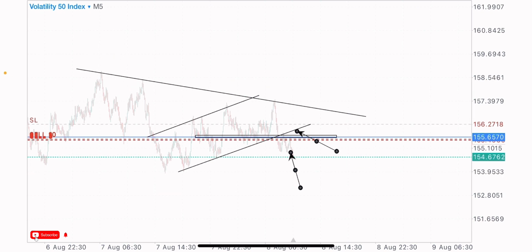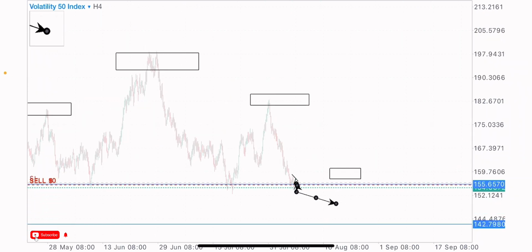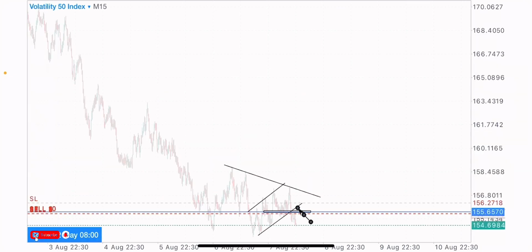Remember, this is a swing position, this is a swing trade basically. Expecting more sells to this zone, to this particular point, to this point. Long-term sells expected on the V50 index. So that's how I was able to take the sells on the V50 index.